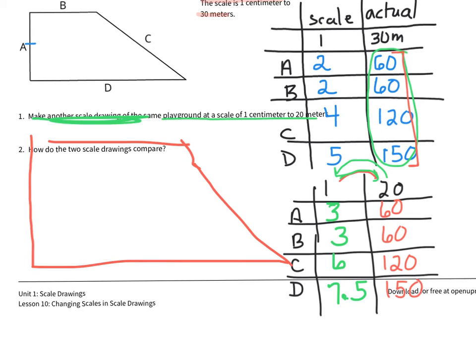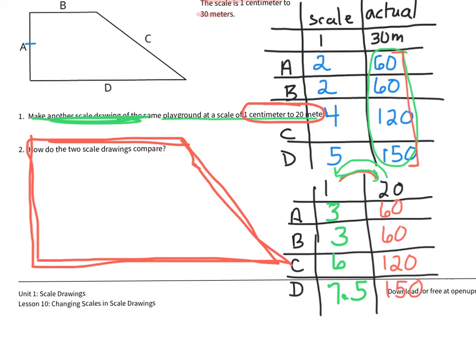And what you should notice is that, this is kind of weird, right? The scale itself got smaller. It's now 1 centimeter to 20 meters, but the picture got bigger. How can you justify that in your mind? The scale went from 1 to 30 to 1 to 20, but the picture got bigger. Why did that happen? See if you can come up with a reason. So important to reason that through, be able to put that into words.